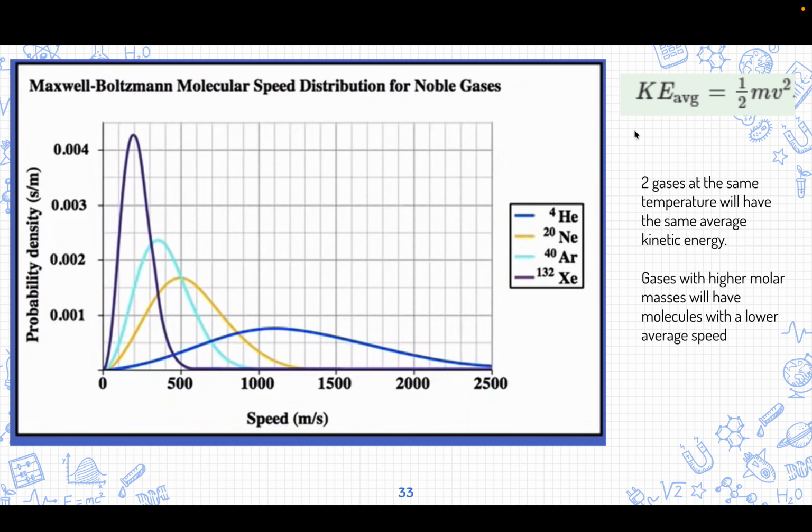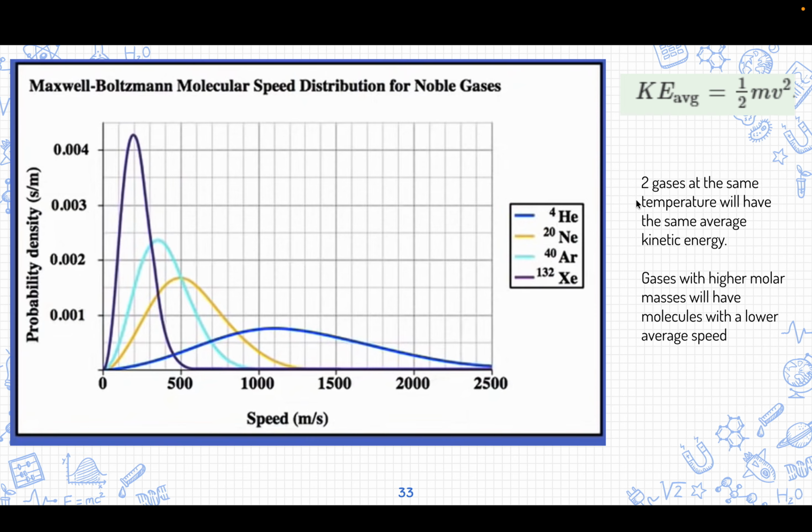If we look over here at this formula, it says that the average kinetic energy is equal to 1/2 times the mass times the velocity or speed squared. Now, we're not going to do actual calculations with this formula in chemistry, but what we are going to do is look at the relationship between mass, particle speed, and average kinetic energy. These two facts will help you sort of discern what's going on in these graphs.